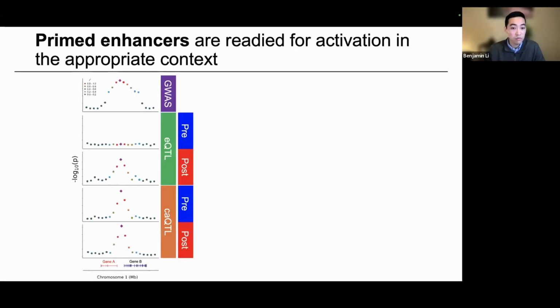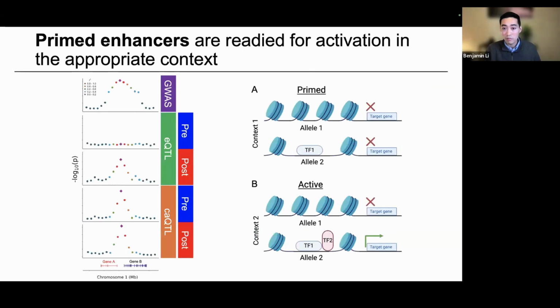So to add one more layer to this, if we consider a variant that has a response EQTL that is also linked with a GWAS signal, that variant may also be associated with chromatin accessibility. So is that variant also a CAQTL? I'll show a biological model of this, and this is where we can think of the idea of primed enhancers.